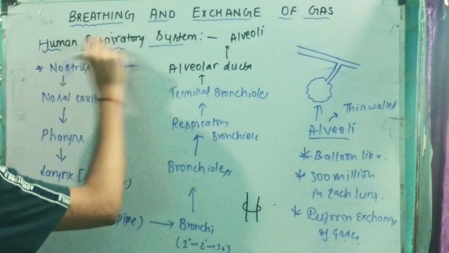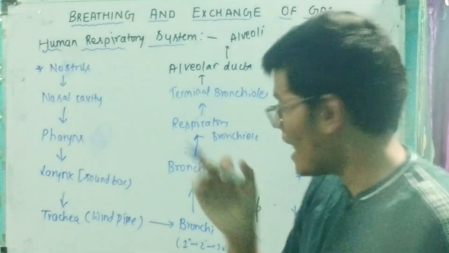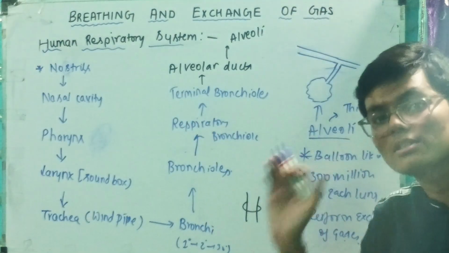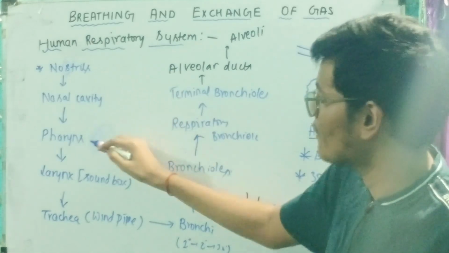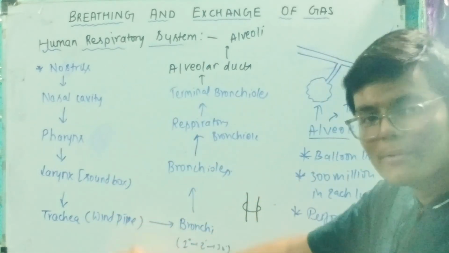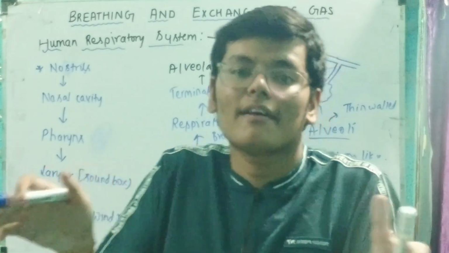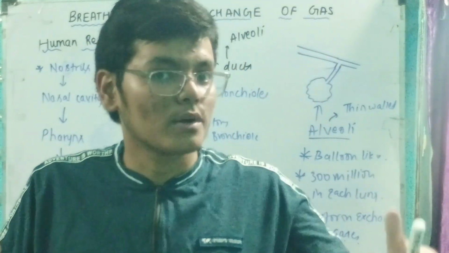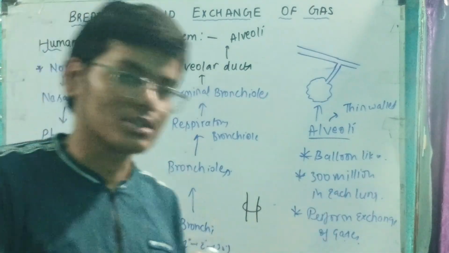For now, we had to learn the pathway of the human respiratory system. It all started from the nostrils and it all ended at the alveoli, the structural and functional part of the lungs. From nostrils to nasal cavity, pharynx, larynx, trachea, from trachea to bronchi, then bronchioles. Bronchi are further divided into three parts: primary bronchi, secondary bronchi, tertiary bronchi. Then bronchioles, which are primary bronchioles, secondary bronchioles, tertiary bronchioles.